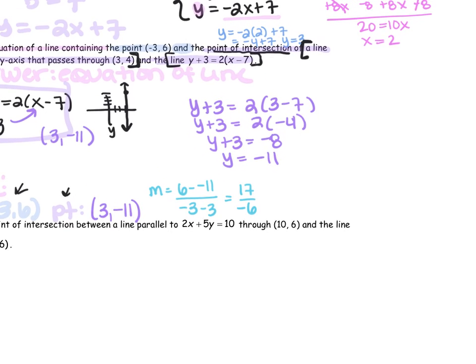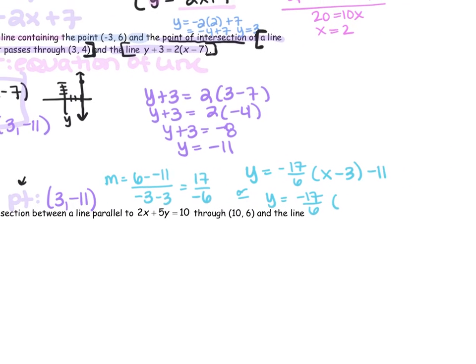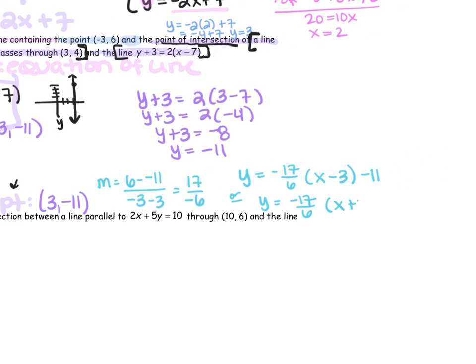So I can use either of the points to write the equation. So it's y = -17/6 (x - 3) - 11, or y is equal to -17/6 (x + 3) + 6, using the other point, (-3, 6). So 2 equations for that line with those 2 points.